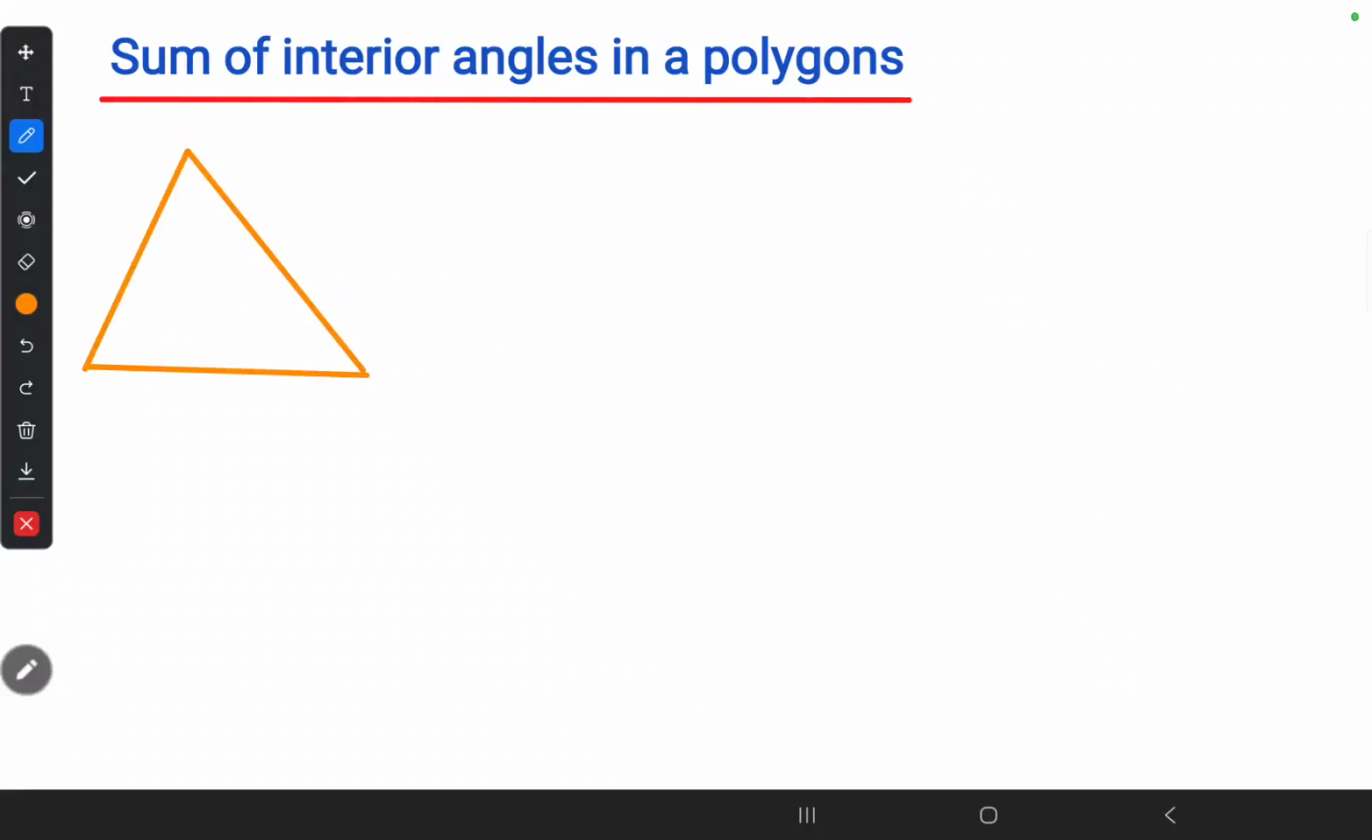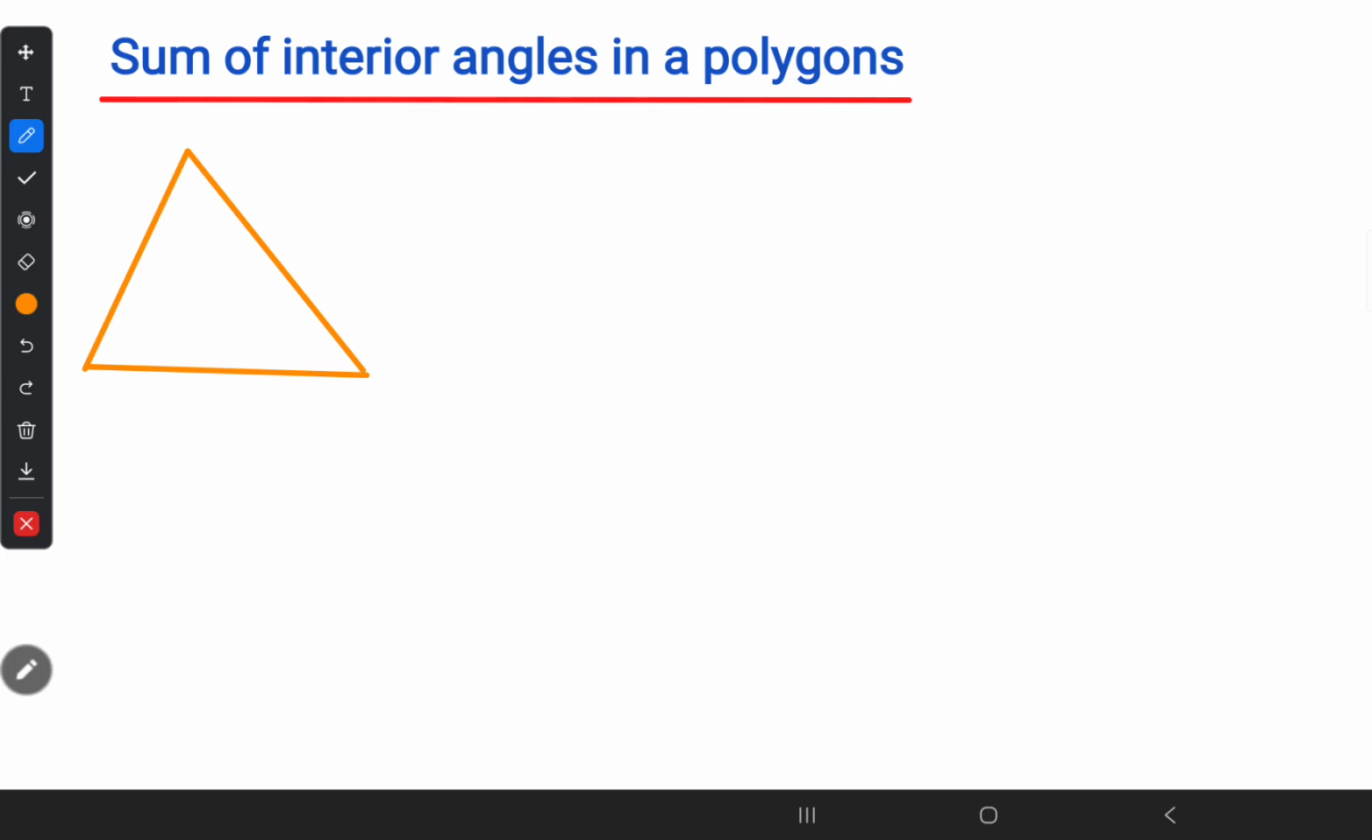Here we are going to discuss the sum of interior angles in a polygon. Here I have a polygon. Polygon means that it should have more than two sides. That means the smallest polygon we can draw using straight lines would be a triangle. It can be an obtuse triangle, acute triangle, right triangle, equilateral triangle, isosceles triangle, or scalene triangle. There are several categories, but we will take one of the triangles.